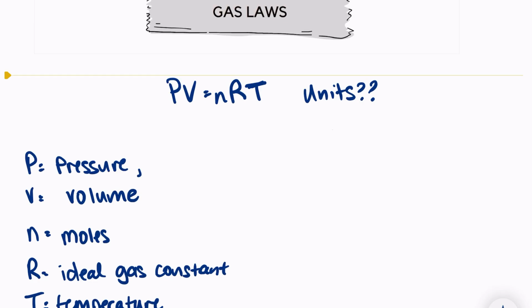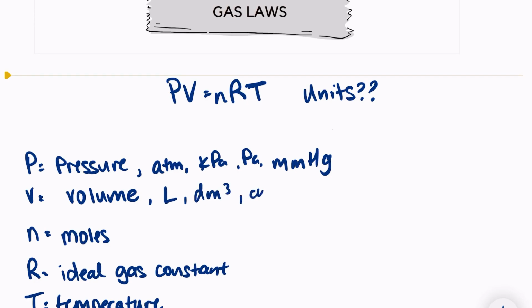For pressure, there's quite a few different units that we know that we could use in chemistry class. We could use the atmosphere. We could use the kilopascal or the pascal. We could use millimeters of mercury. For volume, we could use liters or decimeters cubed or centimeters cubed or even meters cubed. Thankfully, for amount, we do have to use moles, and for temperature, we have to use Kelvin. So if you're ever given Celsius, you do have to change that to Kelvin by adding 273.